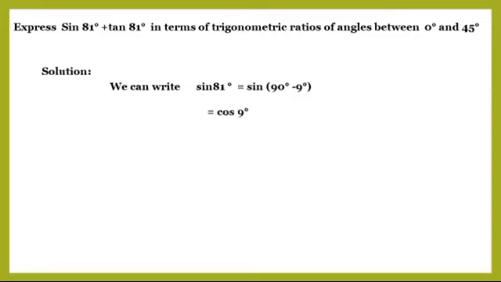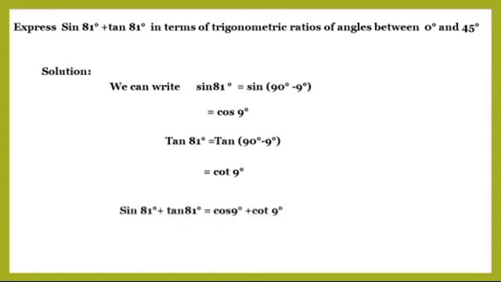Now tan 81 degrees equals tan of (90 minus 9), since 90 minus 9 equals 81. So tan 81 is equal to tan of (90 degrees minus 9 degrees). But tan of (90 degrees minus 9 degrees) equals cot 9 degrees from trigonometric ratios of complementary angles. Therefore, sin 81 degrees plus tan 81 degrees equals cos 9 degrees plus cot 9 degrees.